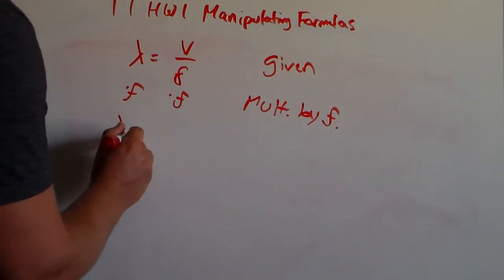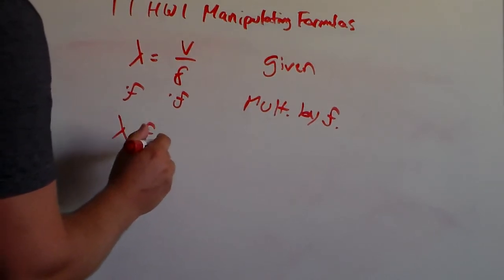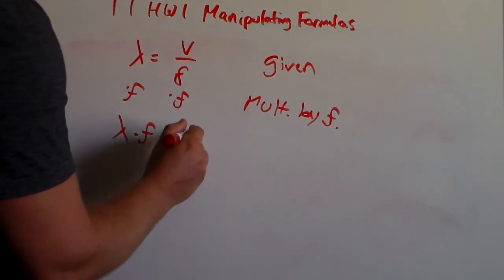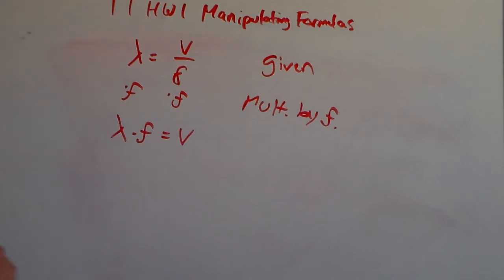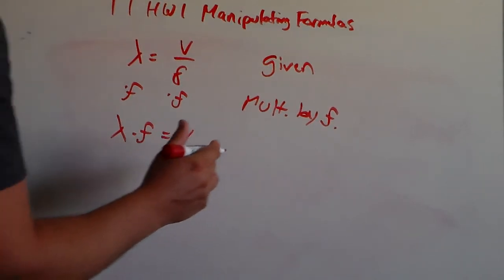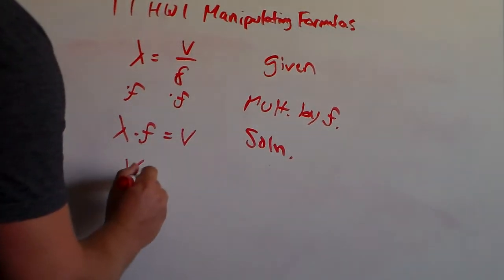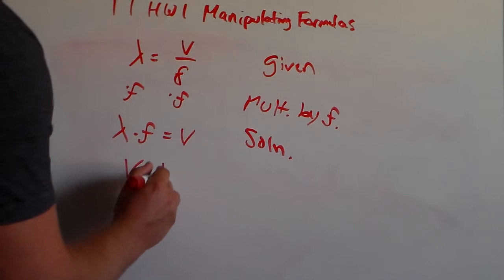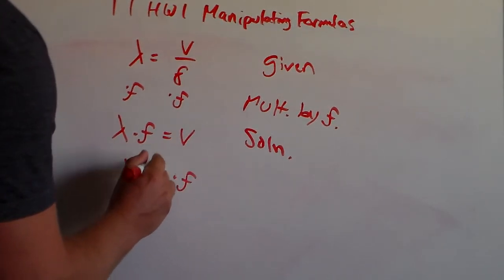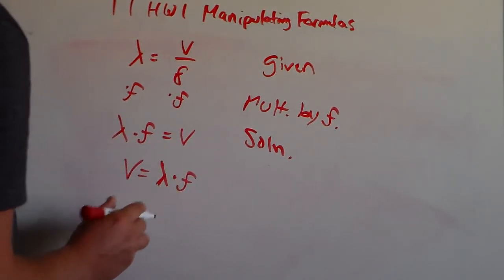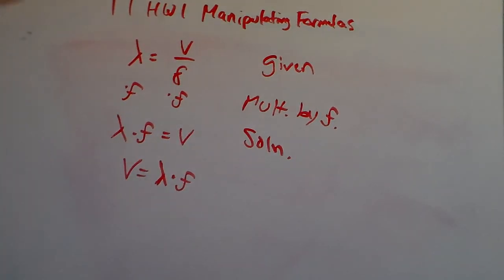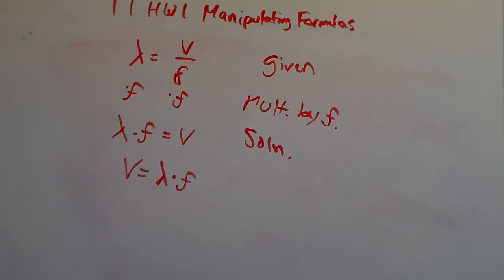We get lambda times the wave frequency equals v, which is our goal. That's our solution. We'll just rewrite it, make it pretty. v equals lambda times f. I just flip-flop the two, because you like to put what you're trying to solve for on the left-hand side. And that's our solution for problem number 2. Next up, we'll do problem number 3.